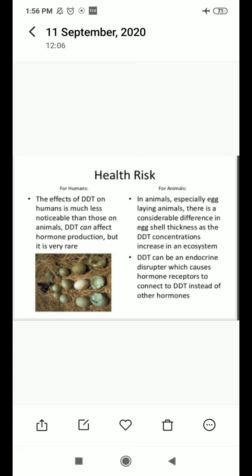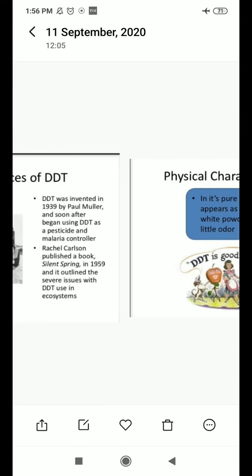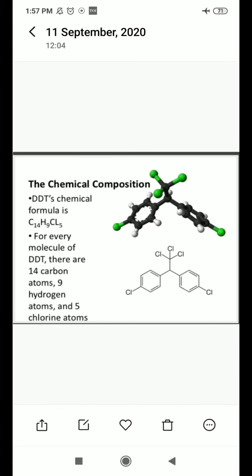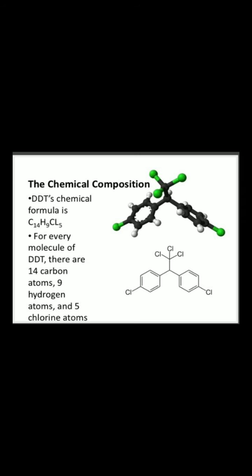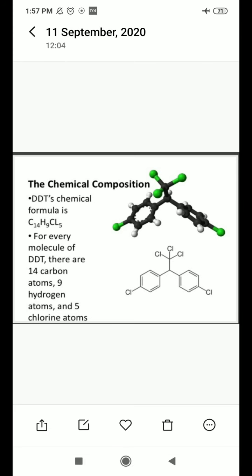Keep in mind mainly the structure of this DDT first, then you should keep in mind the uses of this DDT. DDT's first use is as a pesticide, second is for control of malaria. It can be used through spray. This particular DDT is made into a solution and can be spread on the floor and all in a particular region. This is all about DDT.